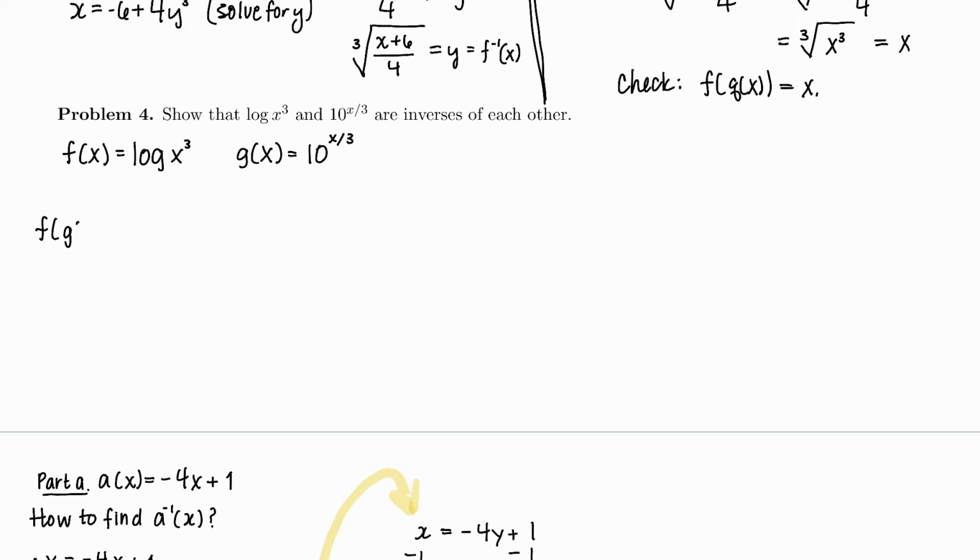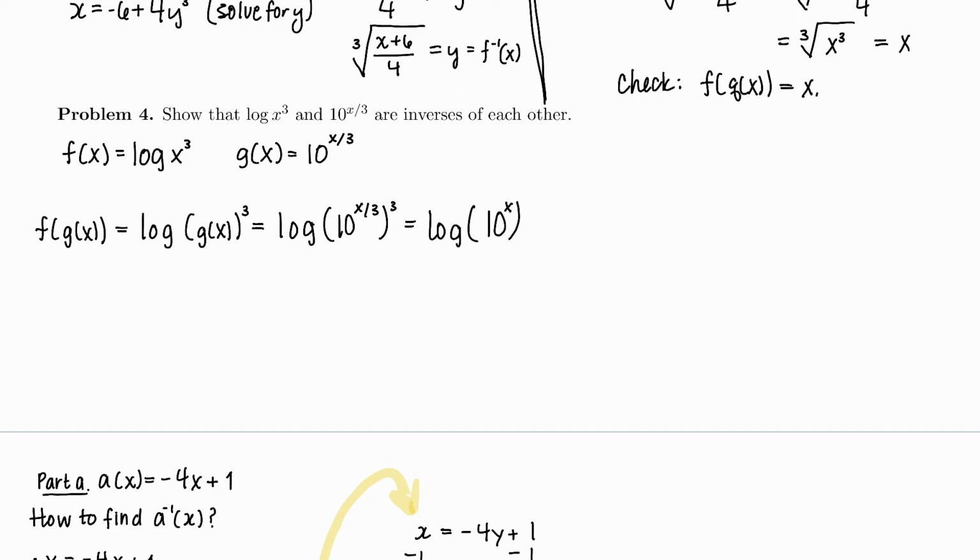So f of g of x is going to be log of g of x cubed, which is log of 10 to the x over 3 cubed. If I multiply those exponents, I get log of 10 to the x. And remember that if I don't have a base on the logarithm, that's assumed to be base 10. And I know that log of 10 to the x is x. So f of g of x works.